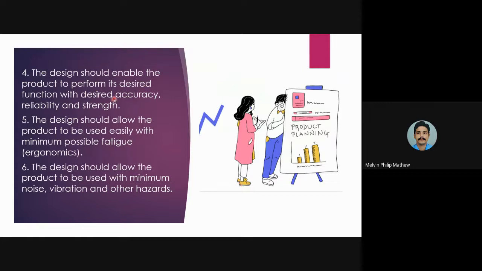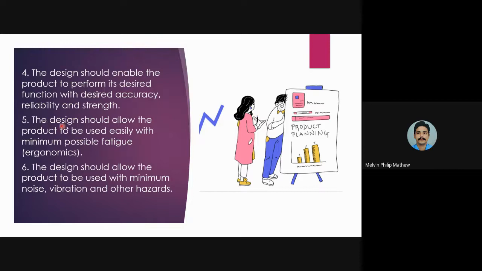Then the next comes that the design should enable the product to perform its desired function with desired accuracy, reliability, and strength. So these are 3 points: desired accuracy, reliability, and strength. It must not fail under the load that it has to withstand, and it must perform the job accurately without any faults, and it should be reliable for multiple operations. For that purpose, the design should be done in a product.